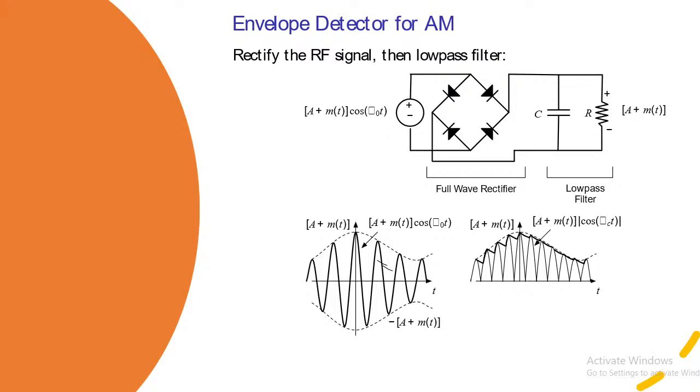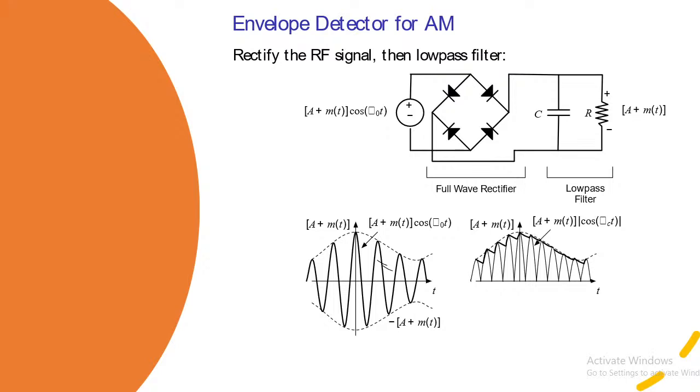Now what will happen? Look at this figure, the bottom left figure. At the left portion, when the wave reaches its peak, the capacitor will be charged. Then, when it goes to the negative half cycle, that half cycle is not there.